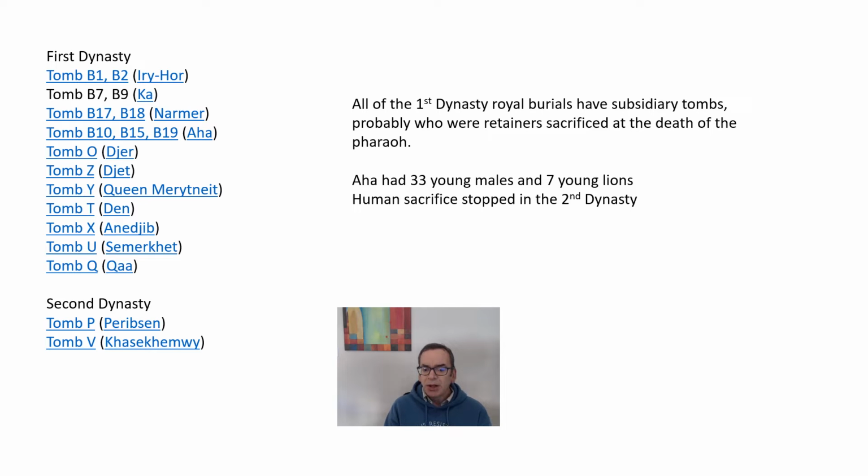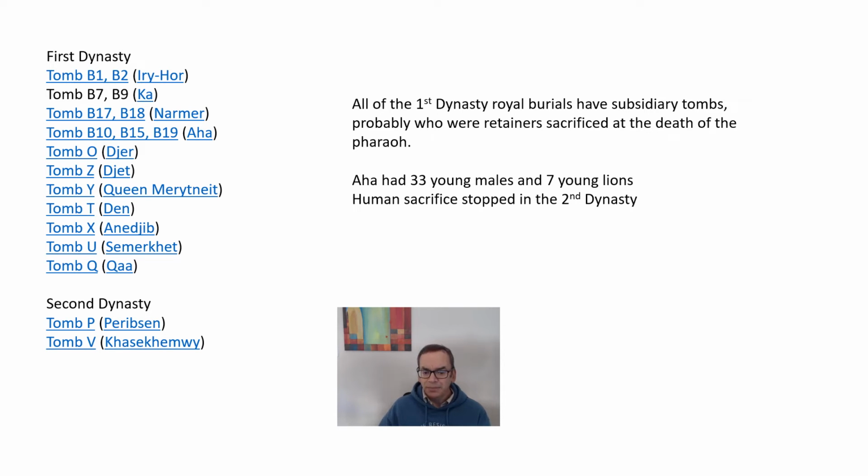If you went to the talk the other day, you know that many of these early burial sites of the kings or pharaohs have what's called subsidiary tombs. And these are tombs of retainers or advisors or people who are high up in the government who are buried next to their king. It's thought that a lot of these early ones were probably sacrificed or they committed suicide at the death of the pharaoh.